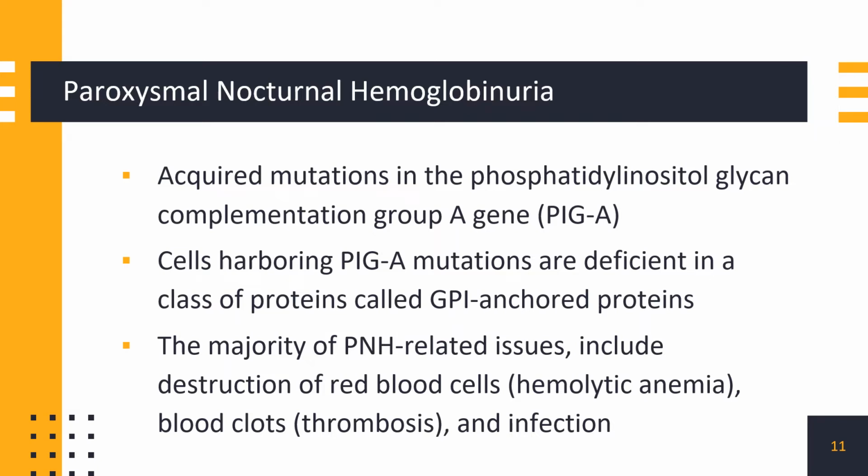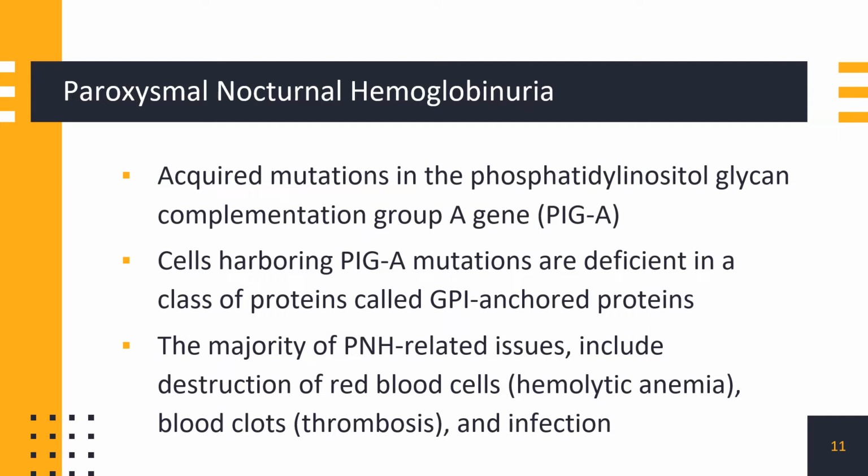Now let's proceed to paroxysmal nocturnal hemoglobinuria, or PNH. It is an acquired mutation in the phosphatidylinositol-glycan complementation group A gene, or the PIG-A gene. Cells harboring the PIG-A mutations are deficient in a class of proteins called the GPI-anchored proteins. The majority of the PNH-related issues will include destruction or hemolysis of red blood cells, blood clots, thus causing thrombosis, and infection.